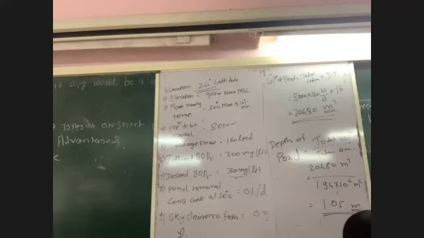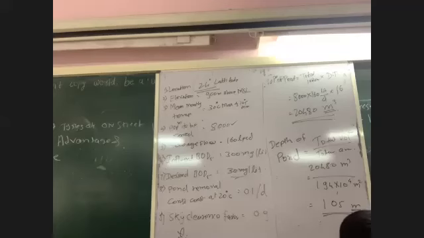Mean monthly temperature: 35 degrees Celsius maximum and 15 degrees Celsius minimum.